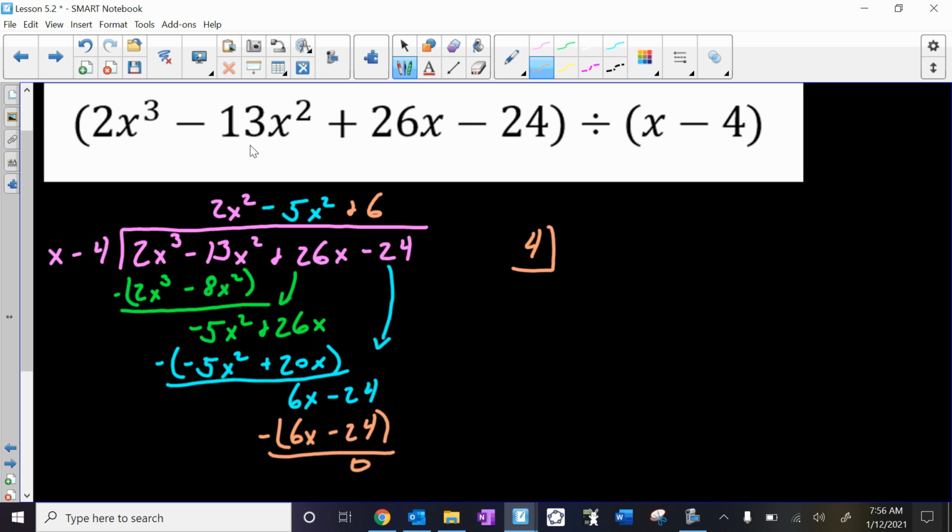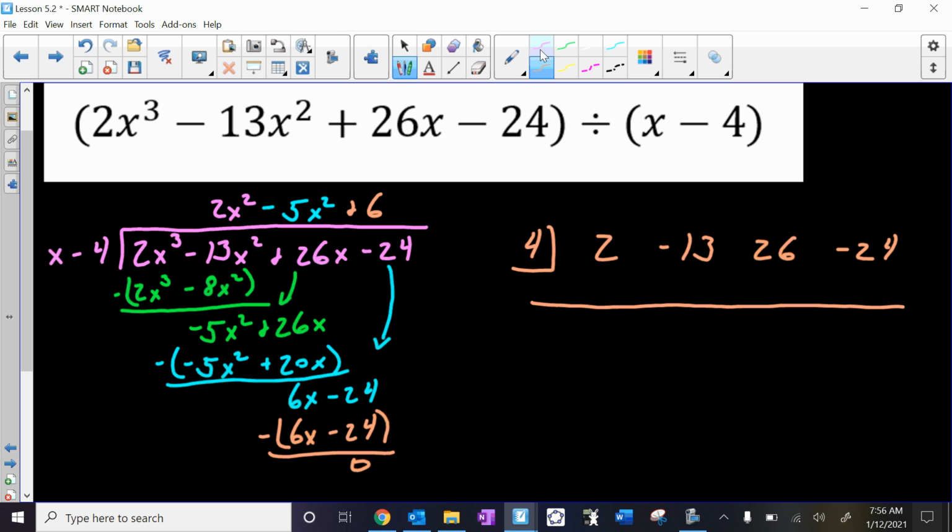Then I'm going to take off all of my coefficients, and if there's a missing term, like if I'm missing this 13x squared in here, I would have to put in a 0x squared. So I have 2, negative 13, 26, and negative 24.